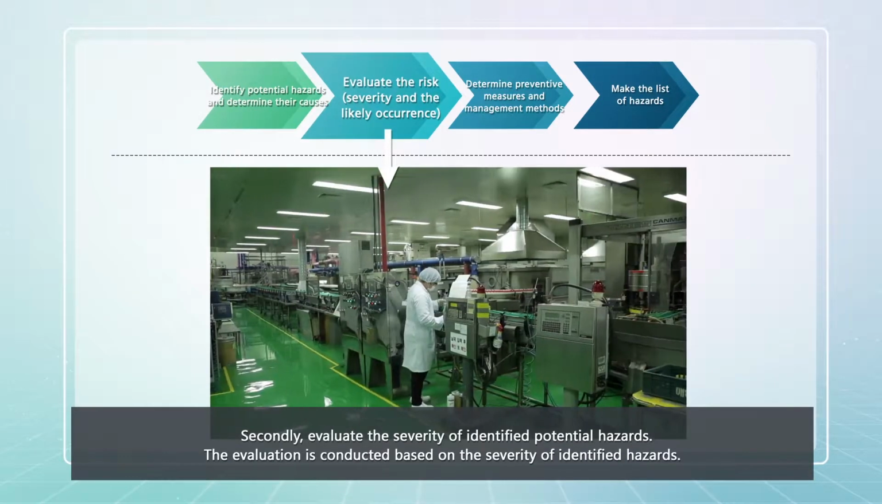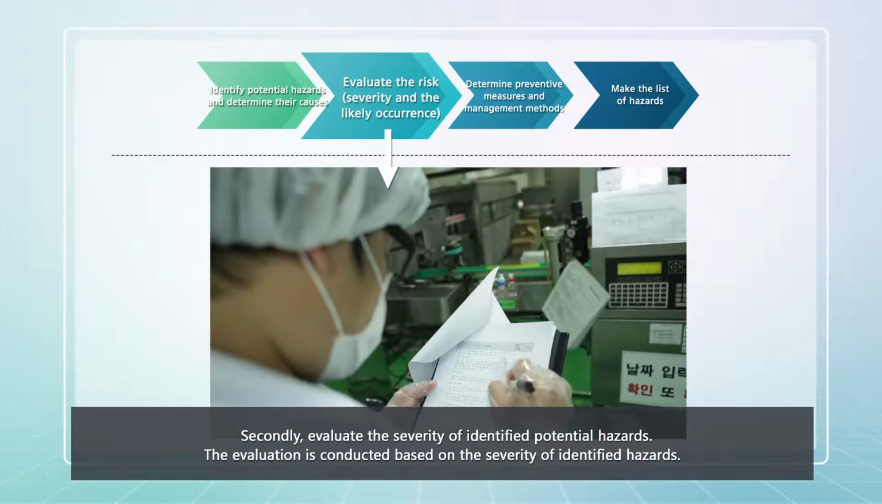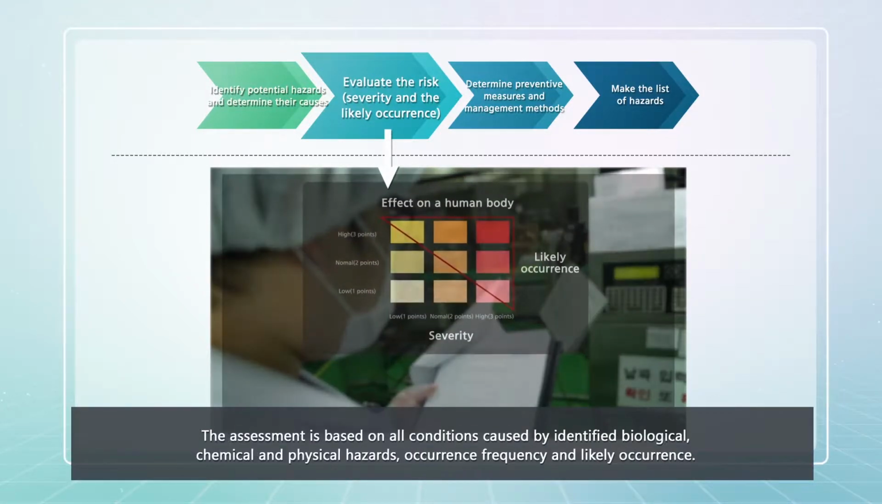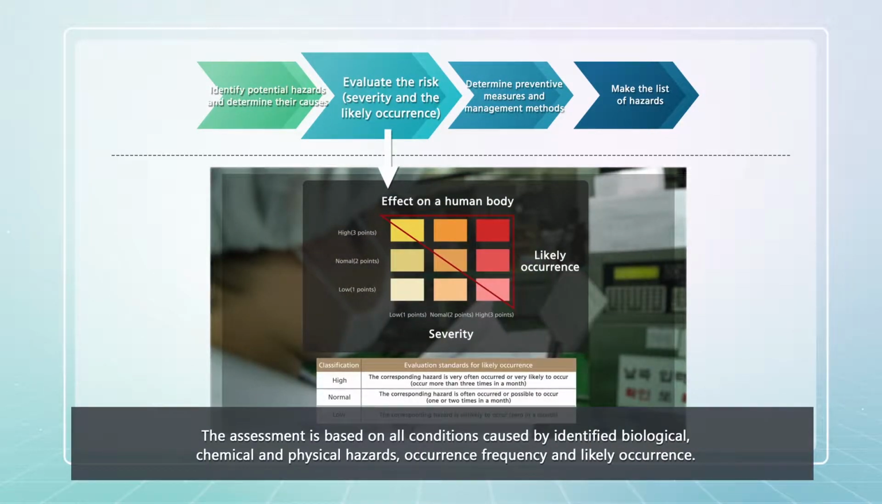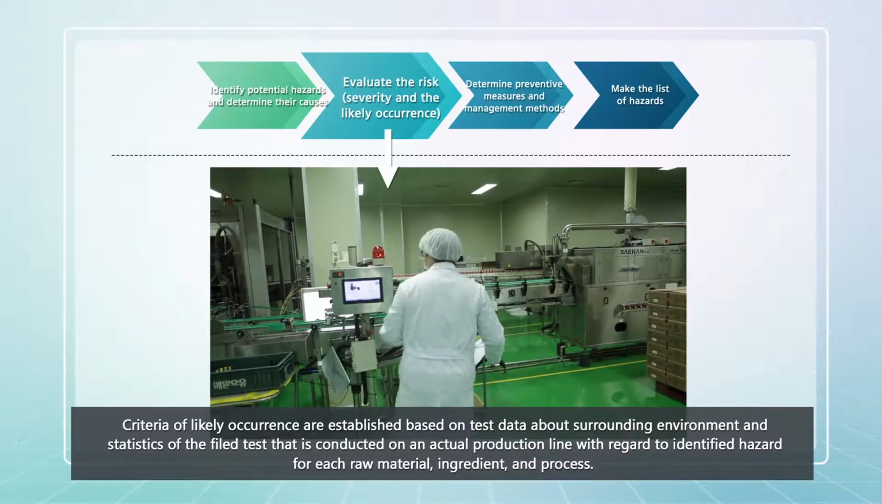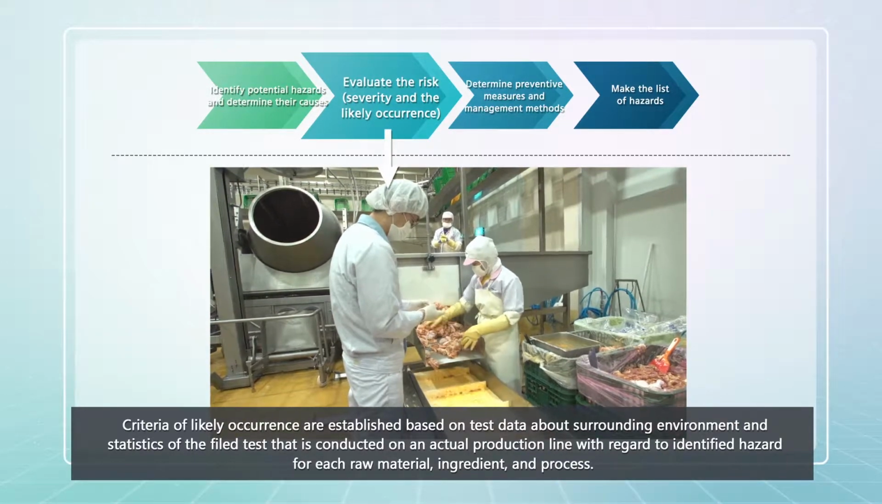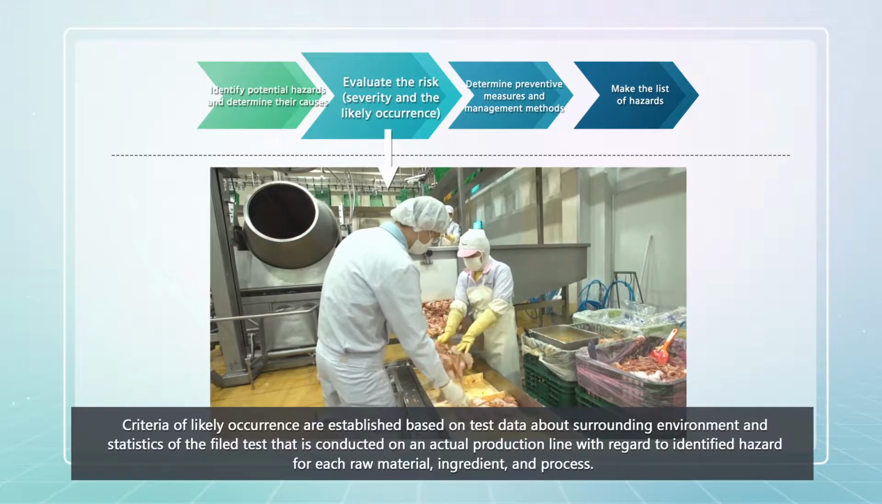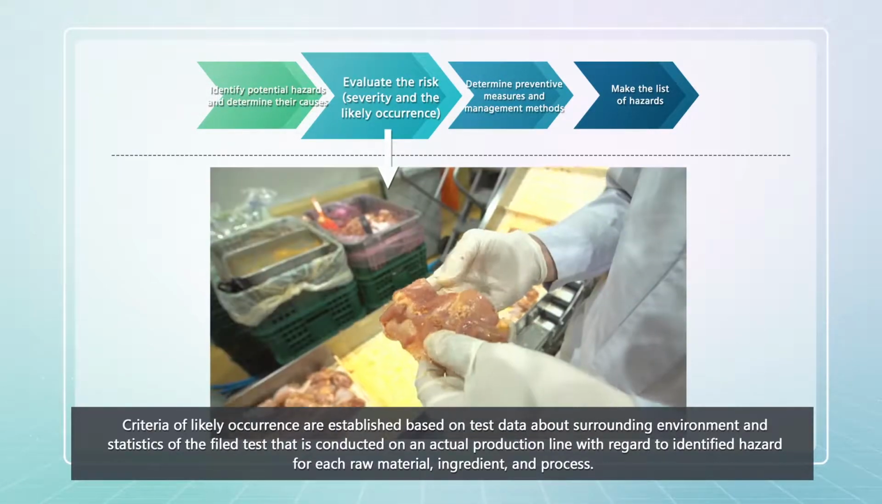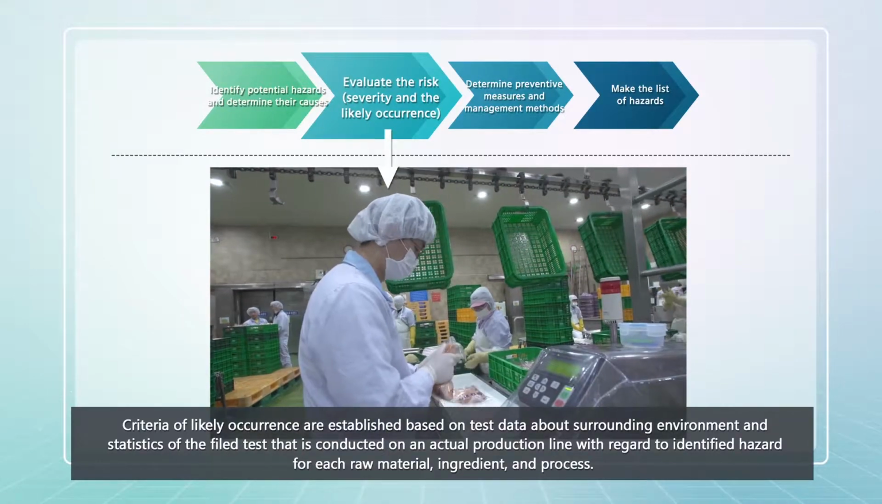Secondly, evaluate the severity of identified potential hazards. The evaluation is conducted based on the severity of identified hazards. The assessment is based on all conditions caused by identified biological, chemical, and physical hazards, occurrence frequency, and likely occurrence. Criteria of likely occurrence are established based on test data about the surrounding environment and statistics of the field test that is conducted on an actual production line with regard to identified hazards for each raw material, ingredient, and process.